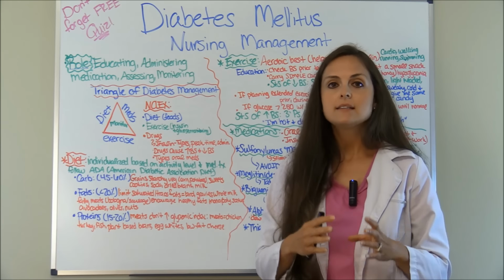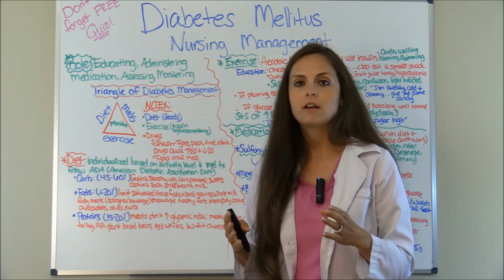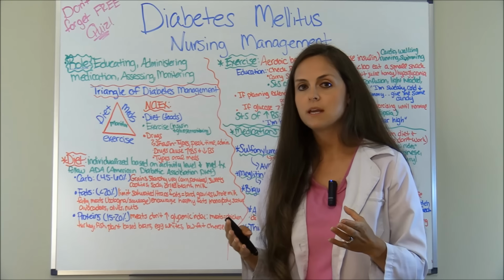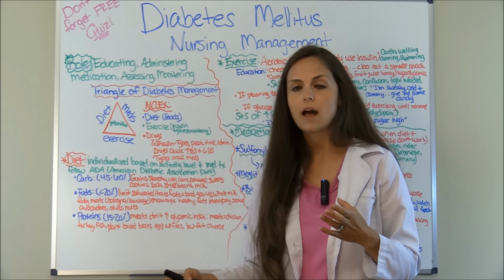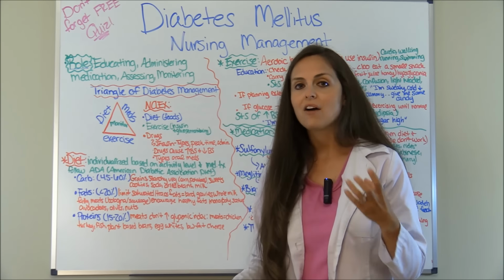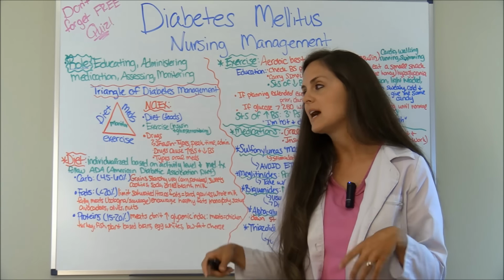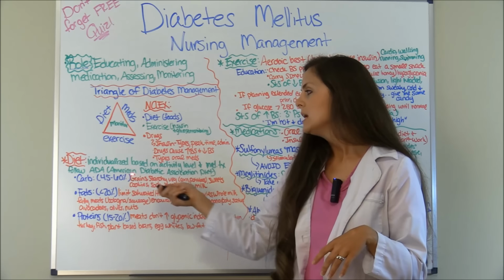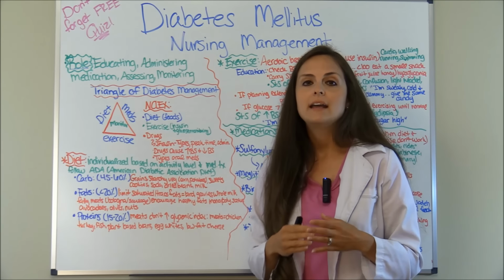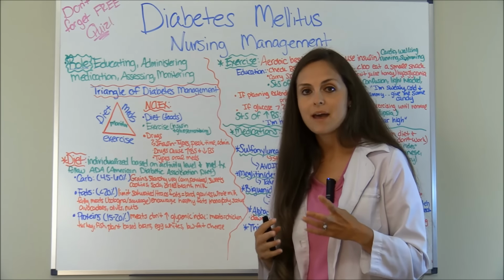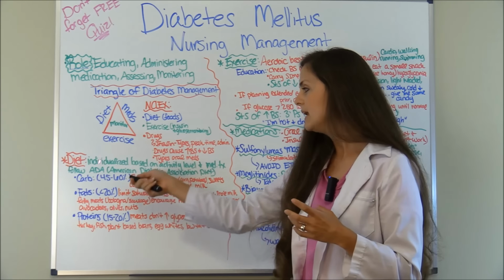Now, diets in diabetic patients are very individualistic. It depends on how physically active they are, how they eat, things like that. So there's not a one-size-fits-all diet. They have to do some tweaking. Generally, it's a good guideline to follow the ADA diet, which is the American Diabetic Association diet. And here's what it says.